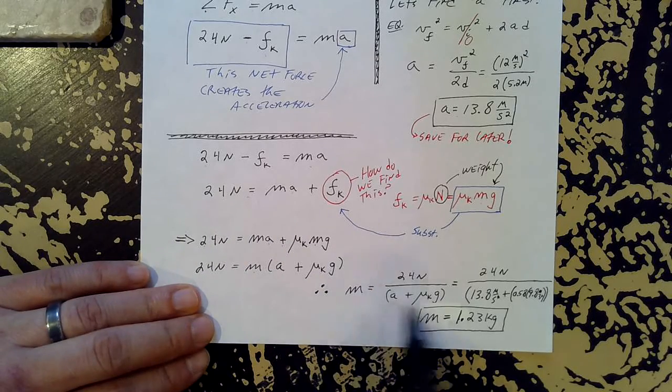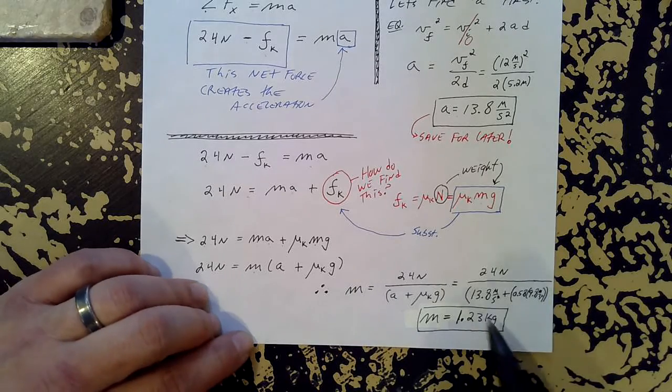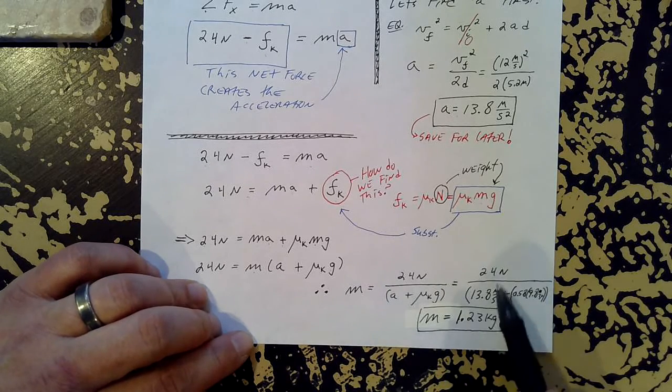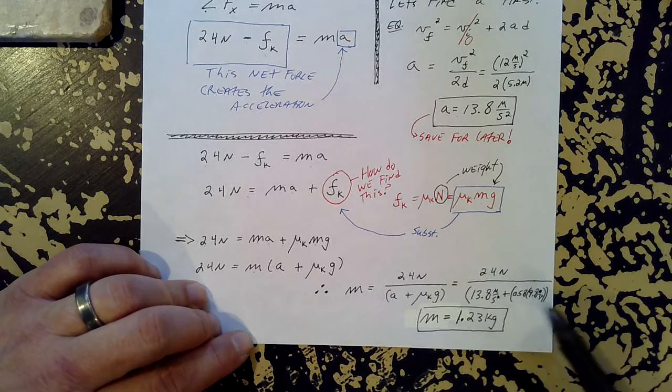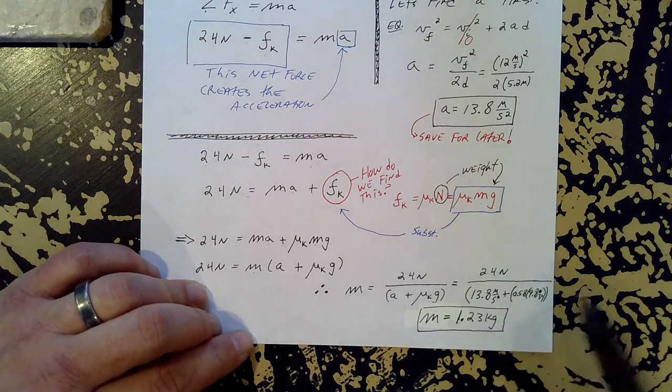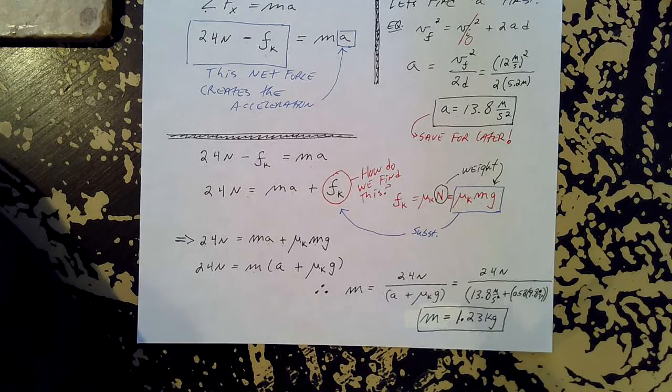Solve for mass. We get this equation, 24 newtons divided by acceleration plus mu k times gravity. We put in the numbers here, 24 newtons divided by the acceleration I found earlier, 13.8, plus 0.58 times gravity, 9.8 meters per second squared. We do all this math out, and we get a mass of 1.23 kilograms.